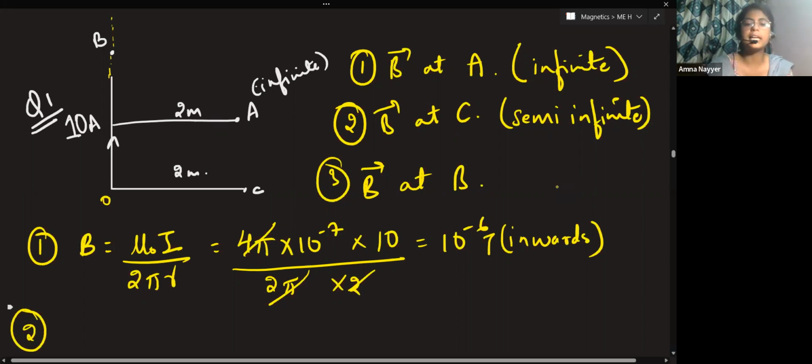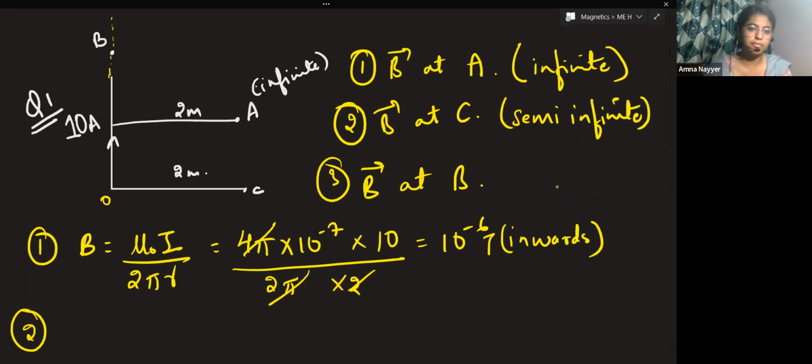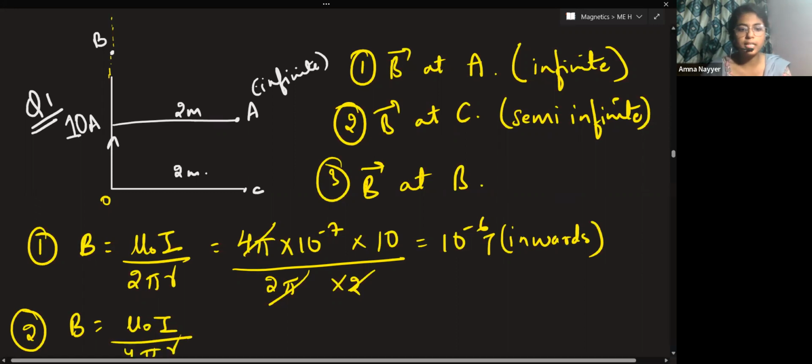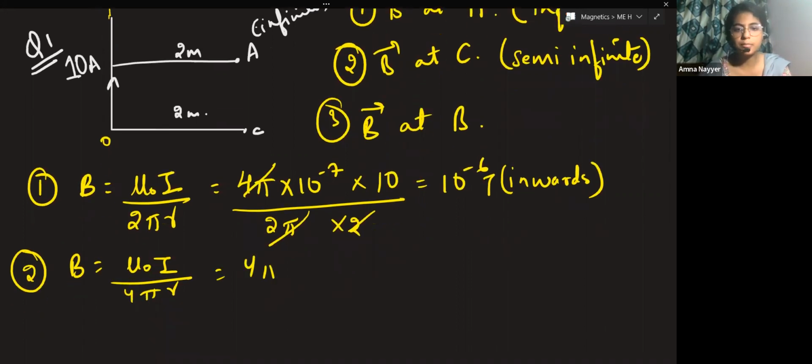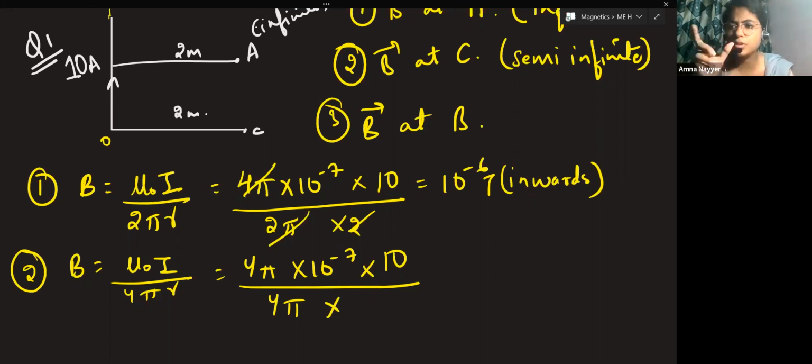Now the answer for the second part. Second part says magnetic field for a semi-infinite wire. For a semi-infinite wire, you just have mu naught I divided by 4 pi r. So this becomes 4 pi into 10 to the power minus 7, current is 10 amperes, divided by 4 pi. And again the position vector is 2 meters at point C. So this becomes 2. So you get 5 into 10 to the power minus 7 Tesla.